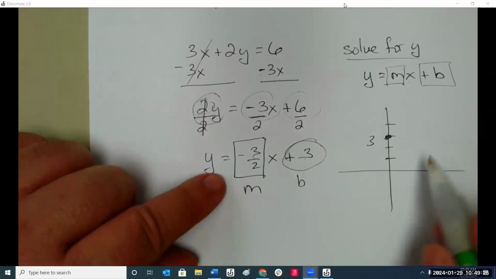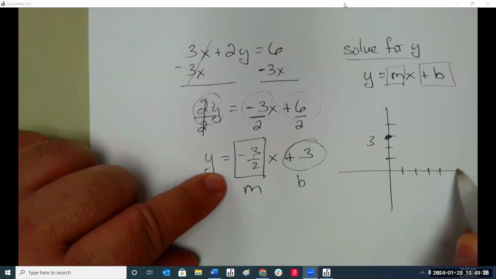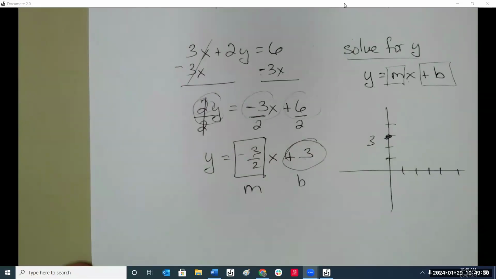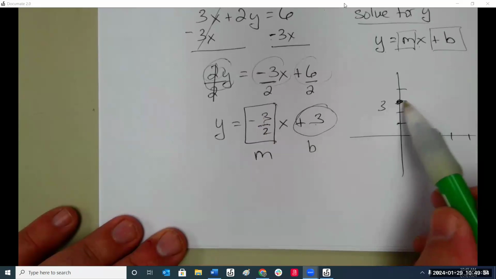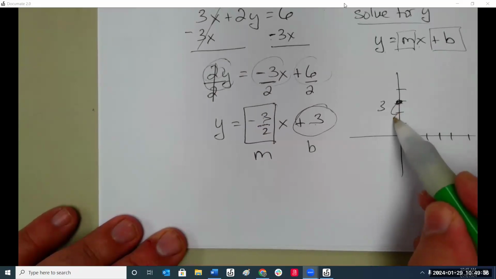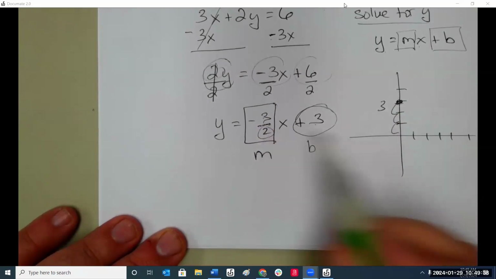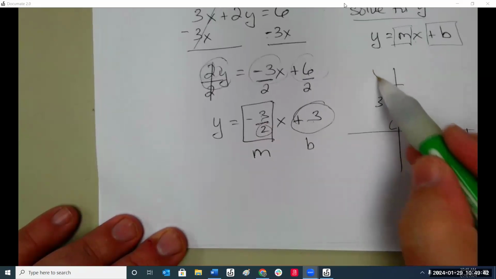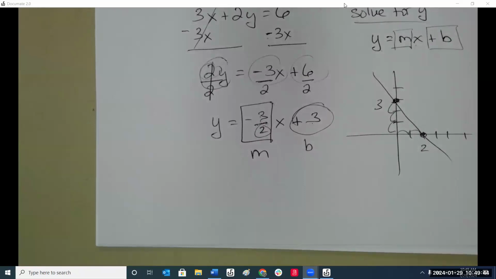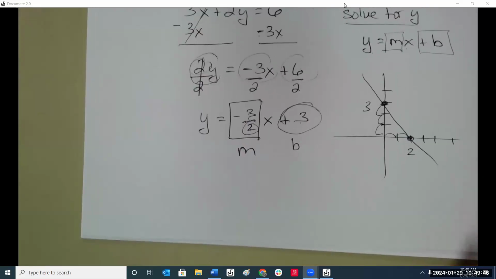And my slope says do what? Go down from this point, go down 3, 1, 2, 3, and over 2. And there's my graph. Make sense?